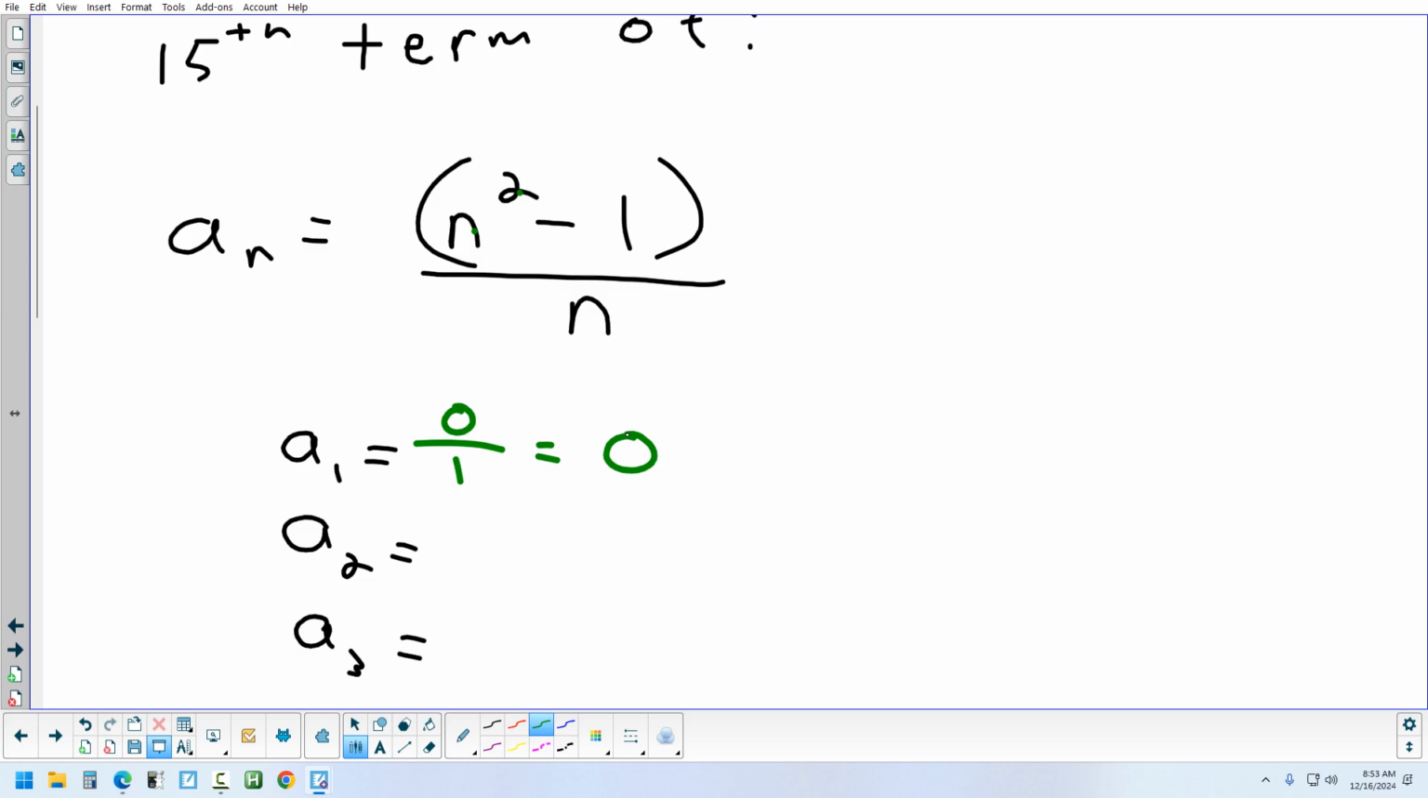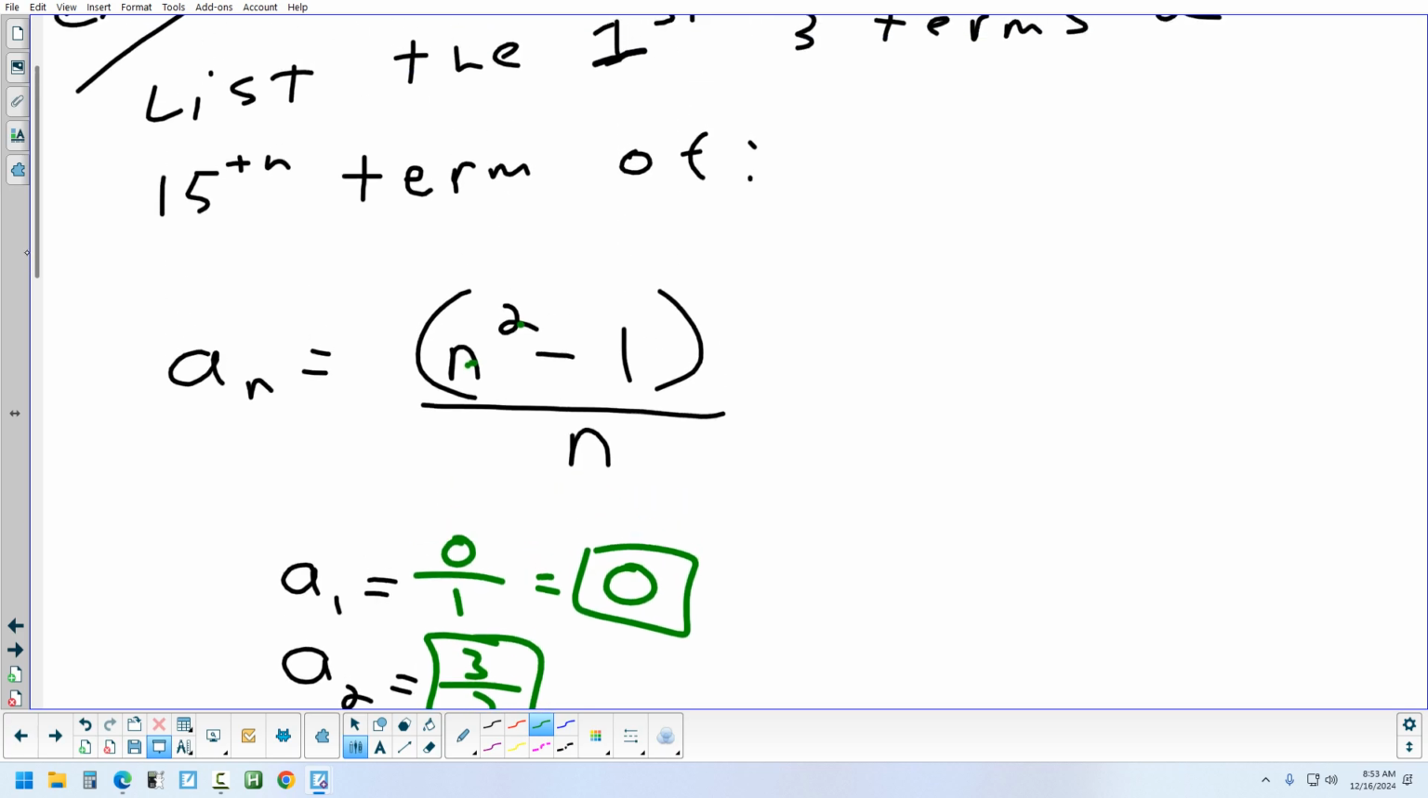Okay. What would you plug in for n to find the second term? 2. What's 2 to the second power? 4. 4 take away 1? 3. And what number did we plug in? 2. There you go. That's the second term. Let's do the third term. 3 squared is 9, minus 1. 8. And we plugged in what number? 3.